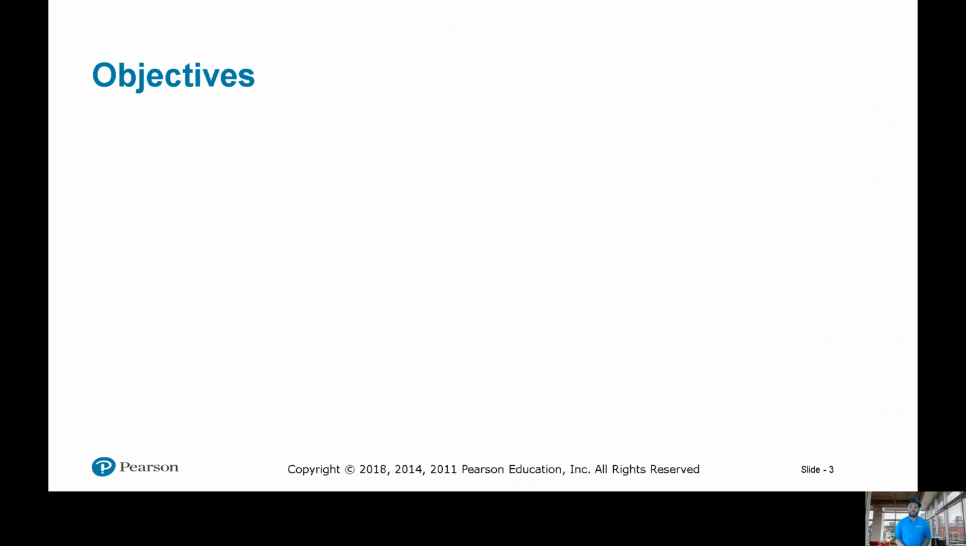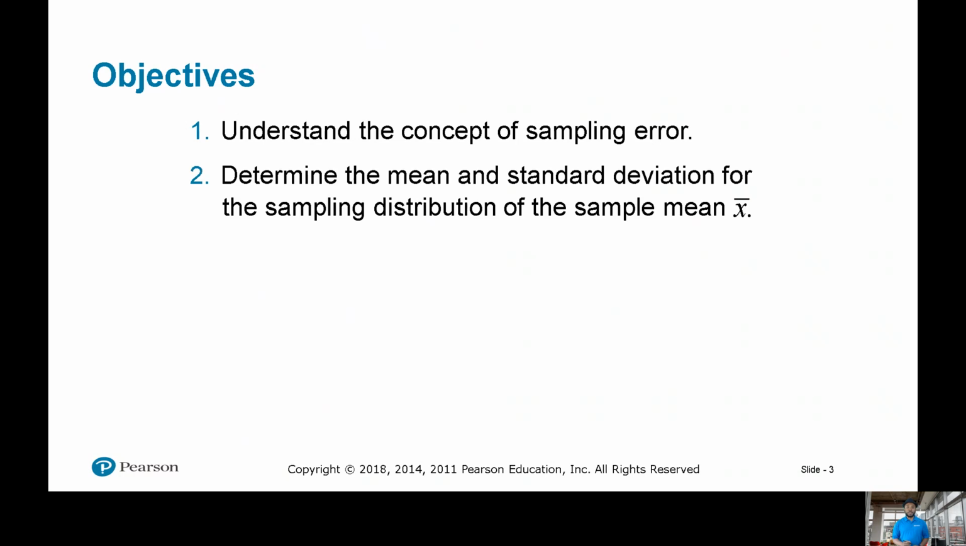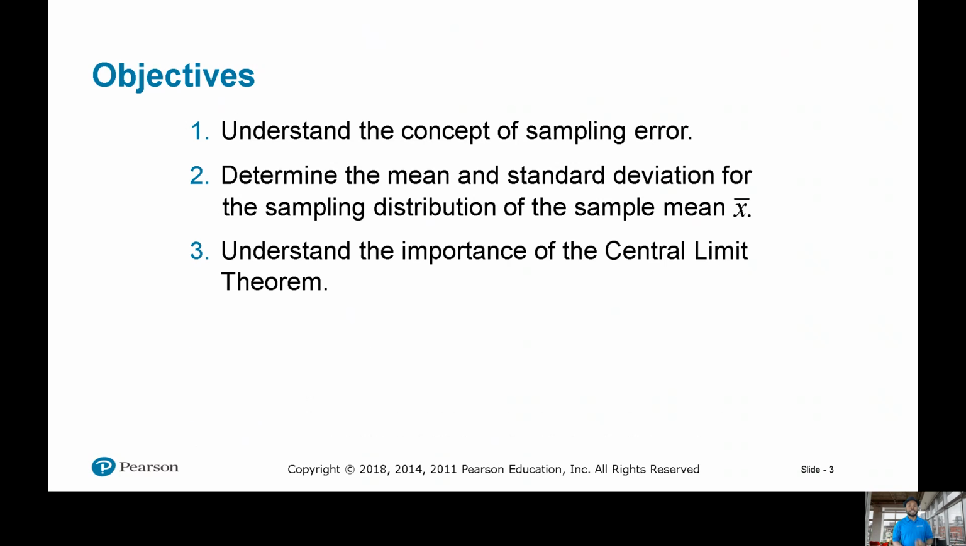The objectives of this chapter are, at the end of this chapter, you will understand the concept of sampling error. You will also know how to determine the mean and standard deviation for the sampling distribution of the sampling mean. We will go through what that means.